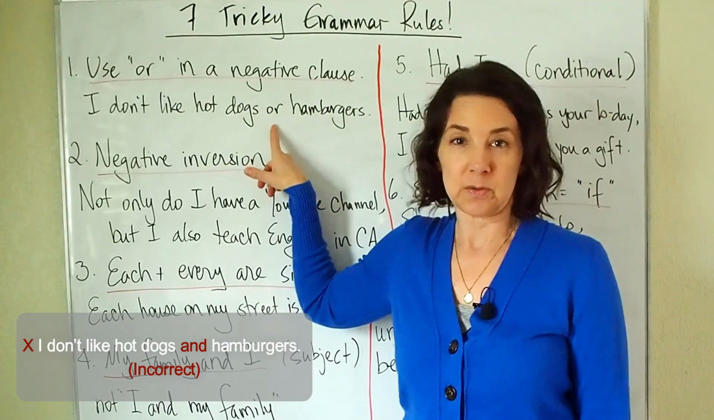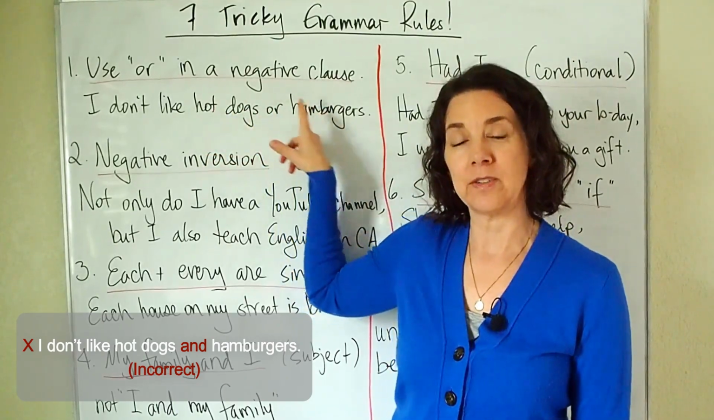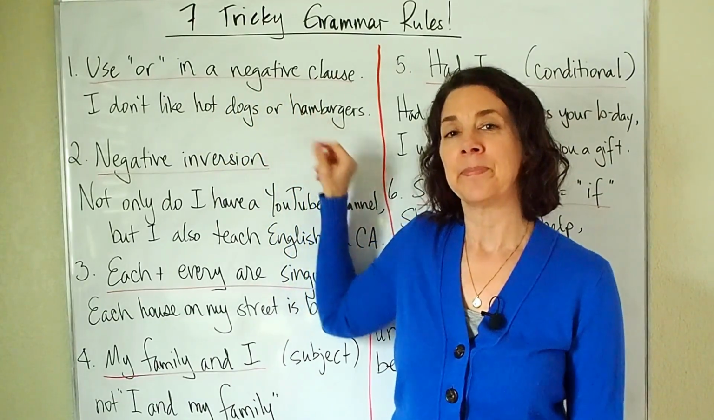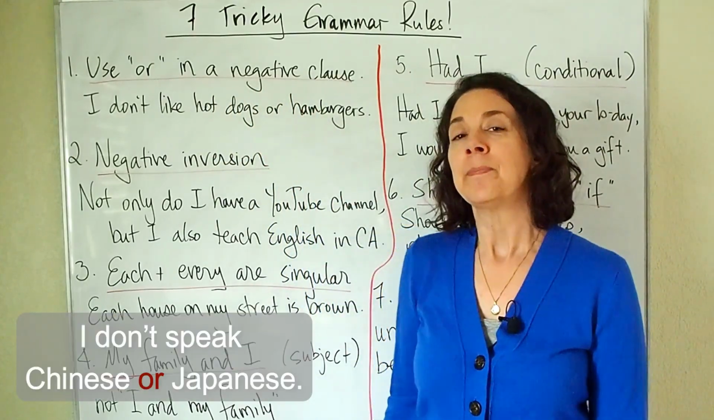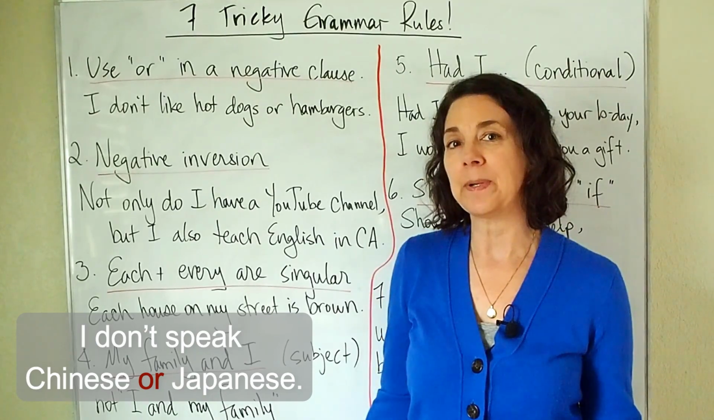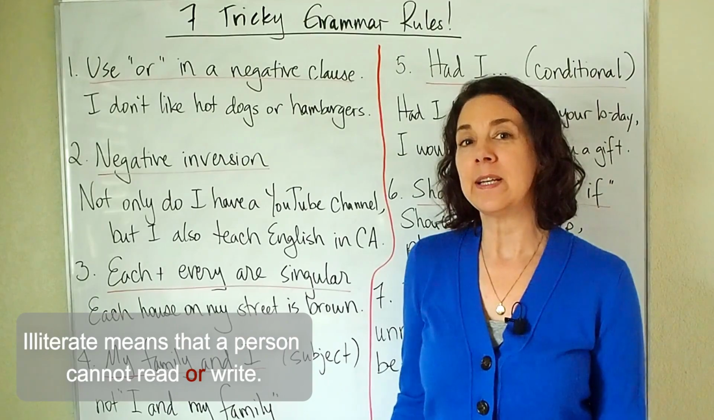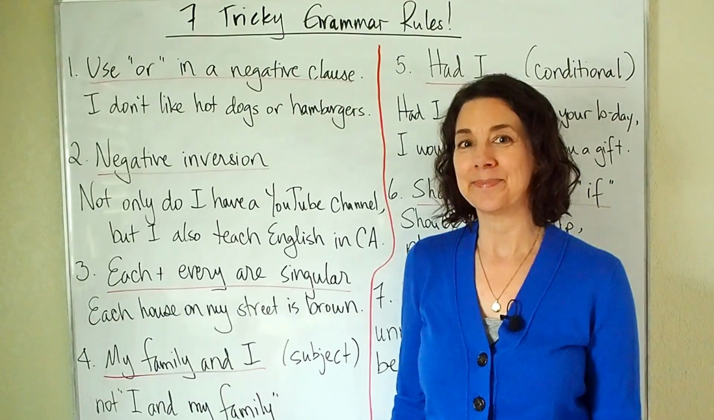A lot of English learners will want to use and here to join two nouns, but because the verb is negative, we need to use or. A couple other examples are, I don't speak Chinese or Japanese. Illiterate means that a person cannot read or write.